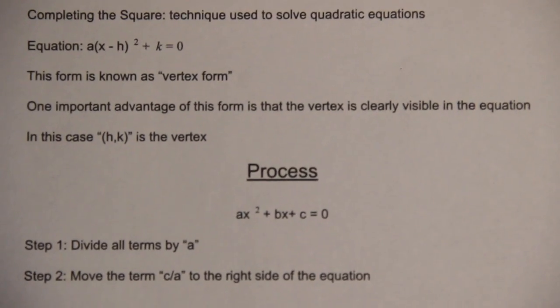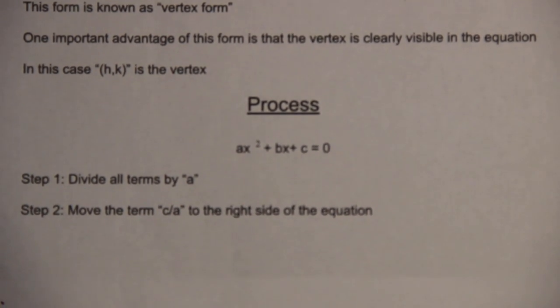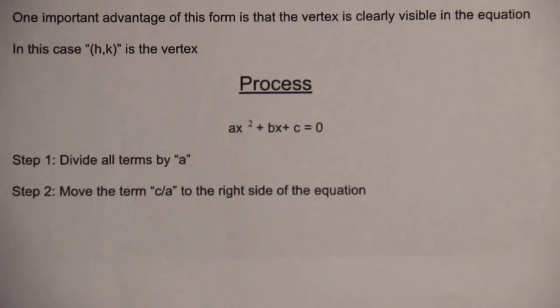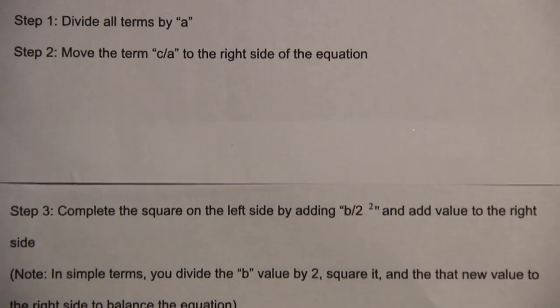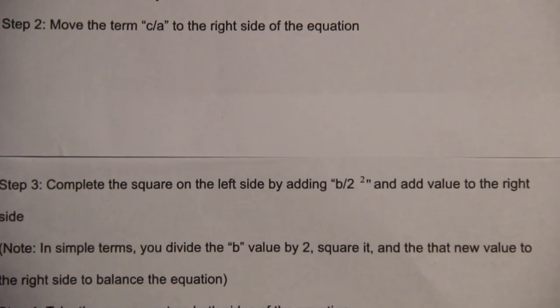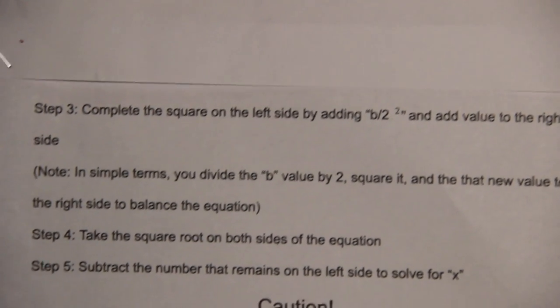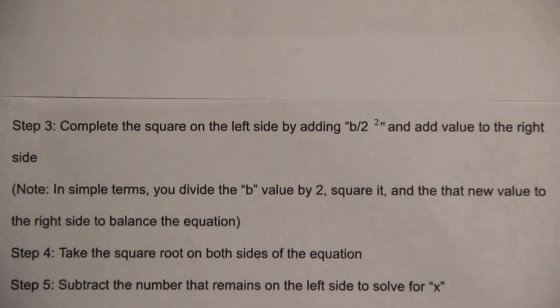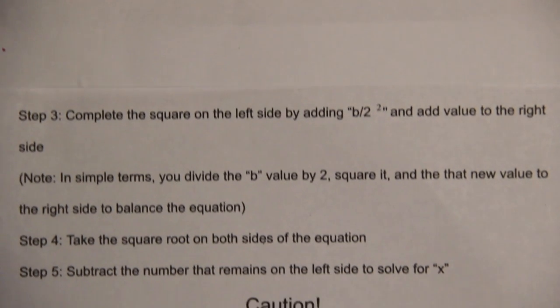Process. ax squared plus bx plus c equals 0. Step 1. Divide all terms by a. Step 2. Move the term c divided by a to the right side of the equation. Step 3. Complete the square on the left side by adding (b divided by 2) squared and add that value to the right side. Note, in simple terms, you divide the b value by 2, square it, and then add that new value to the right side to balance the equation.